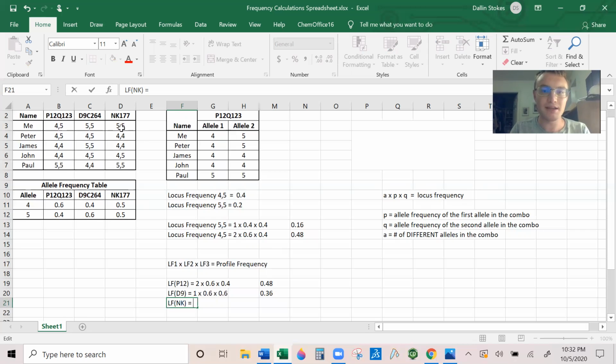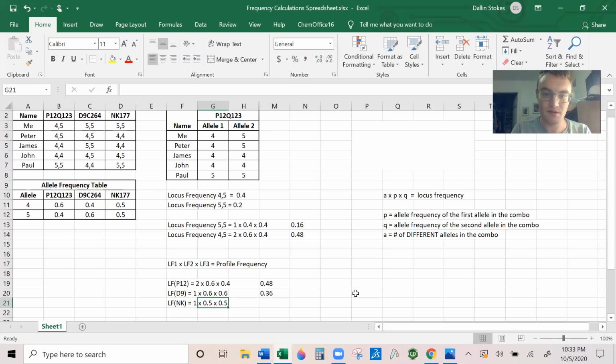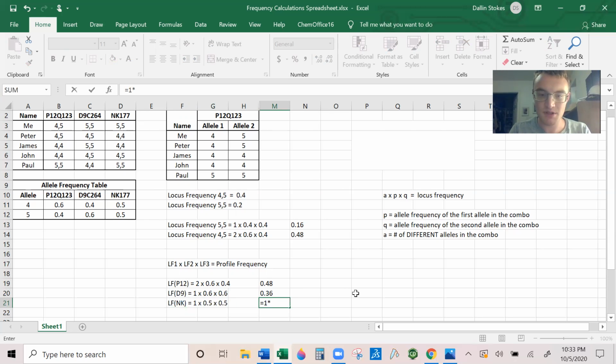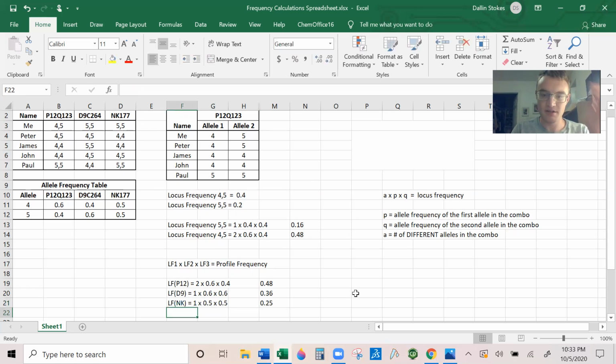A, because both of my alleles are the same, is going to be 1. And then P is the allele frequency of the first allele in the combo. So it's the odds of having a 5 at NK177, which is 0.5, times the odds of having my second allele, which is also a 5, which is 0.5 according to my allele frequency table. So this one is going to be equal to 1 times 0.5 times 0.5, equal to 0.25.